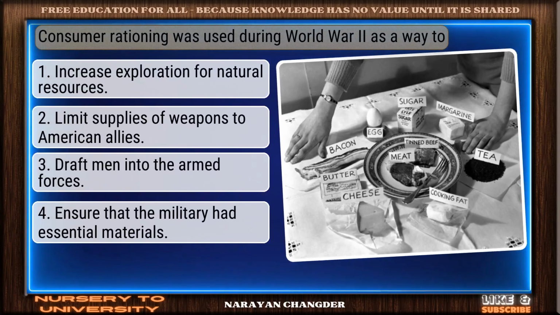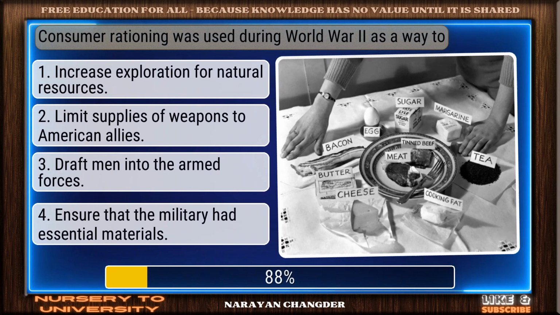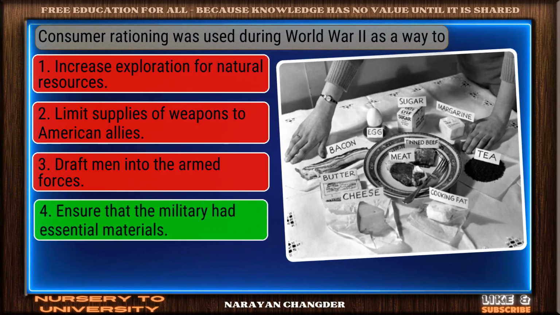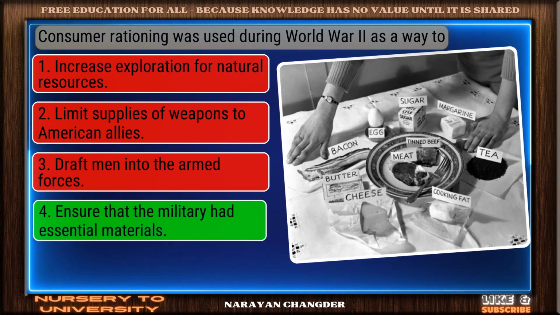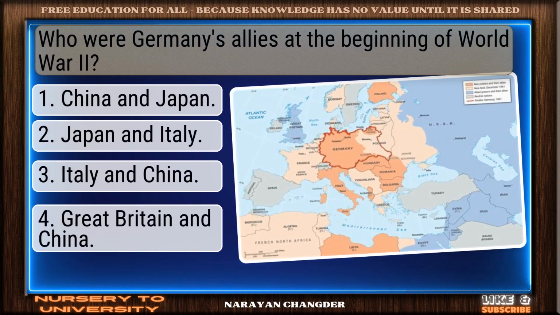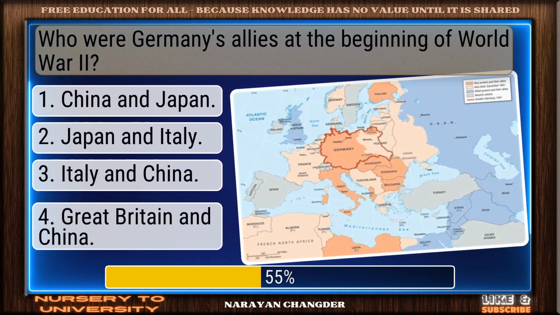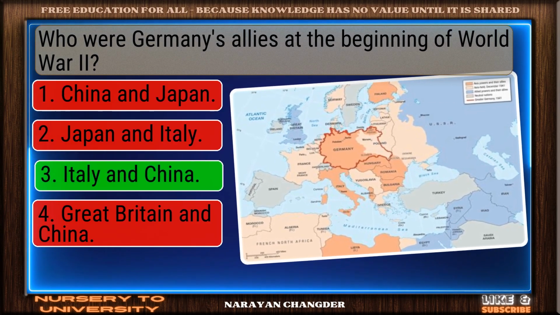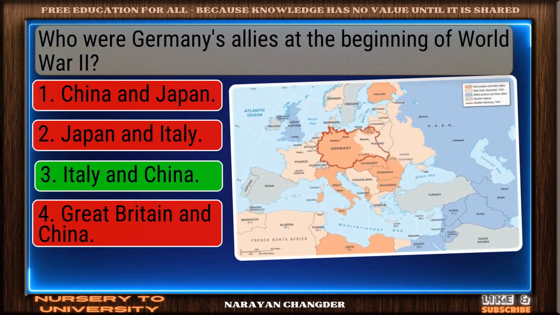Consumer rationing was used during World War I as a way to... Solid response. Ensure that the military had essential materials is a valid choice. Who were Germany's allies at the beginning of World War I? Well picked. Italy and China is the correct answer.